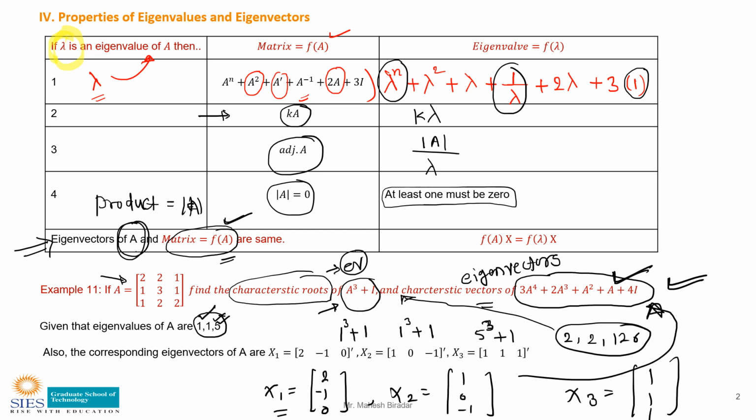So with this result that eigenvectors of A and f of A are same, you can say that eigenvectors of A and eigenvectors of this function of A are same. I hope this example is clear. Now we will move to the next example.